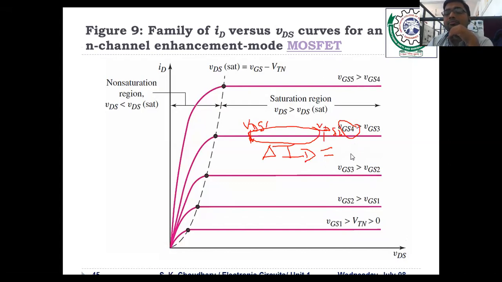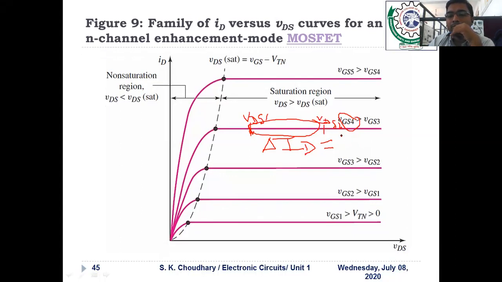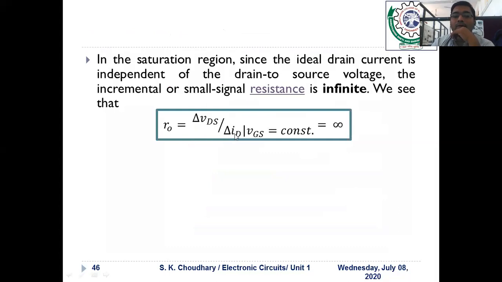Okay, see. As the curve is flat and there is no possibility of any slope of ID, the change of ID, delta ID, is equal to 0 here. So as per the formula of R naught, as delta ID is 0, your R naught becomes infinite. The small signal resistance is infinite here.